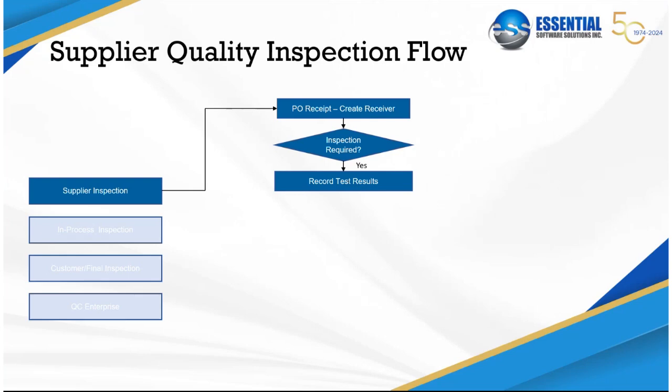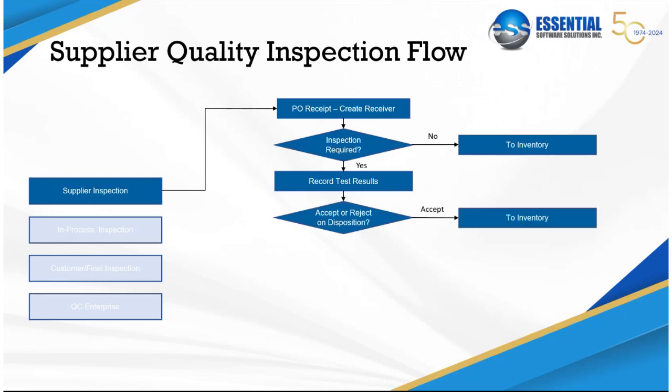Okay, if our PO receipt requires an inspection, we can go ahead and enter in our recording of our tests. If not, we can have this product get moved to inventory automatically. Essentially, this product is either triggered for a QCS inspection or it's not. Okay, from there, after we record our test results, we have the ability to accept or reject that disposition. Disposition meaning just the movement of the goods.